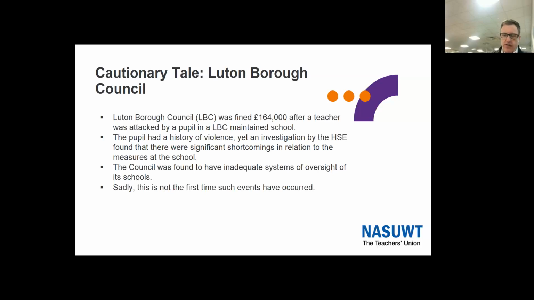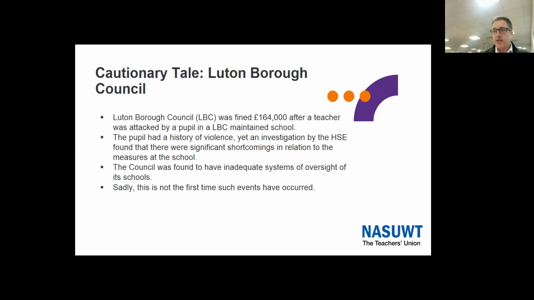Now, that pupil had a history of violence, and yet the investigation found that there were significant shortcomings in relation to the measures. Effectively, the risk assessment that was in place was insufficient. It didn't put into place sufficient control measures to deal with that pupil, and that led to a teacher suffering life-changing injuries. So the council was found to have inadequate systems of oversight for a school. So even though it's a maintained school and schools operate under local management, the employer is still, in that case, the local authority. And the court found that the oversight of the local authority was not sufficient to pick up the deficiencies in that risk assessment.